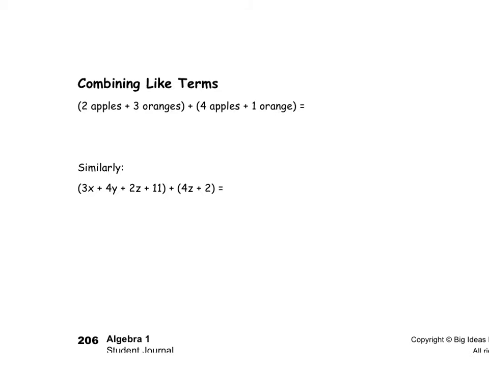So here 2 apples and 4 apples is obviously going to make 6 apples. 3 oranges and 1 orange is going to make 4 oranges. When we're looking down at the problem, I want to make sure that I'm taking x's with x's. I scan through and I don't see any more x's, so that stays there. With the y's, I see a 4y and no other y's, so I'm just going to bring the plus 4y down. Then I see the z's, so a plus 2z and a plus 4z is going to be a plus 6z. And then lastly, plus 11 and plus 2 makes plus 13.